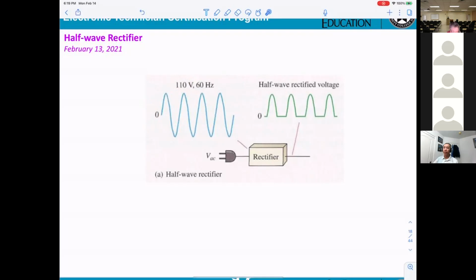When it goes into the rectifier, now you can see the signal is only positive or 0. That means the current flows only one way. So that's why they call it DC. However, they call it pulsating DC.